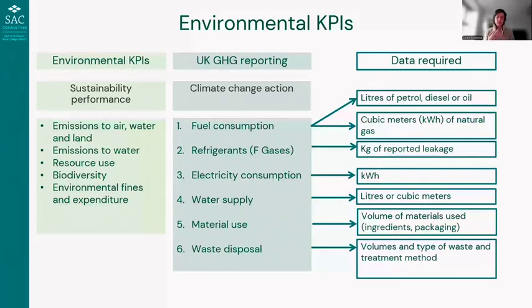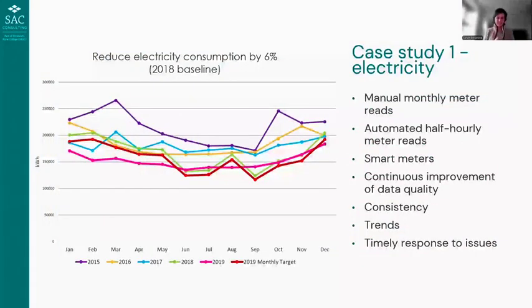I'm not going to go through the full list just to save some time. I believe you'll have access to this recording afterwards, so if you need to, you can pause it and look through the list, which covers what else is required to report on refrigerants, electricity, water supply, material use, or waste disposal. Can we move on, please?